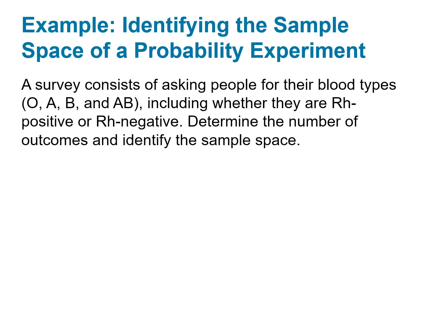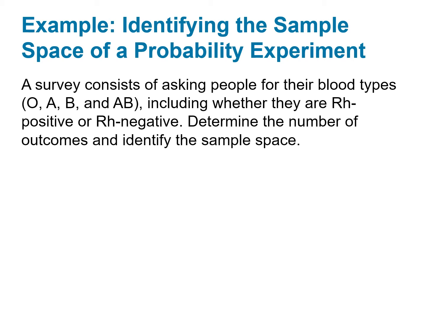All right, so let's look at an example of identifying the sample space of a probability experiment. So we have the survey. We're asking people for their blood types. The blood types we're going to look at are O, A, B, and AB. And we're also going to look at if they're Rh positive or Rh negative. So those are two other qualities that they could have. We're going to determine the number of outcomes and identify the sample space.